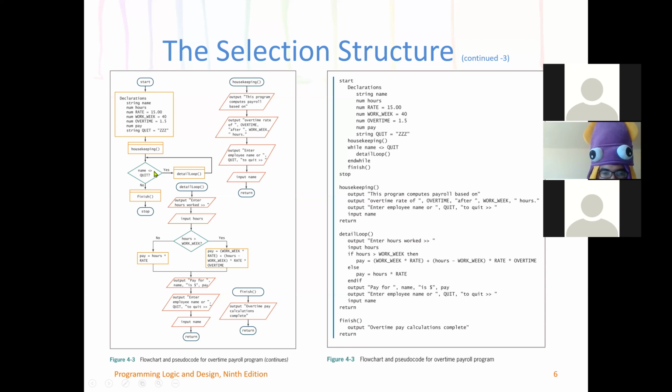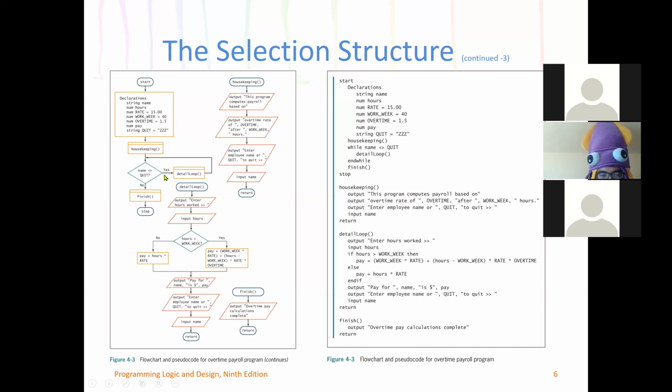So name not quit. Again, the less than and greater than symbols together mean not. Again, we will go through the relational operators soon. So this condition says name not equal to quit. I enter Charles. So that condition is true. So if it's true, we are going to have a detail loop. Then we're going to do something over.